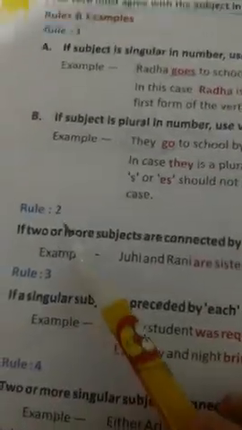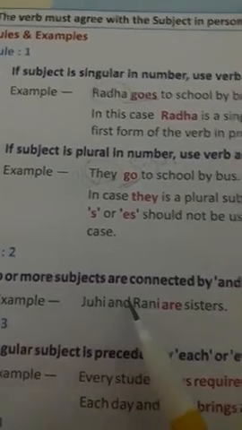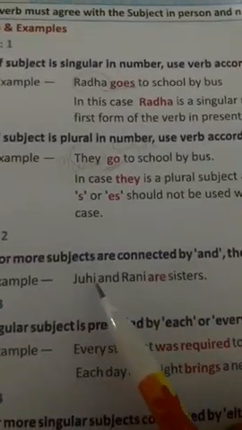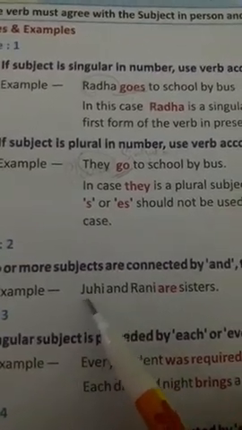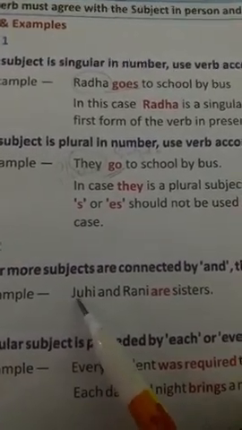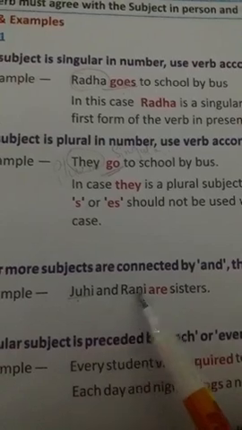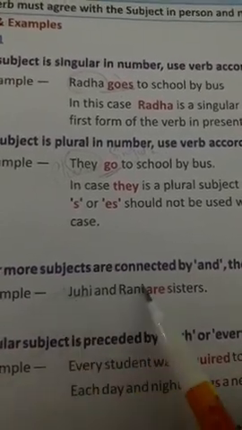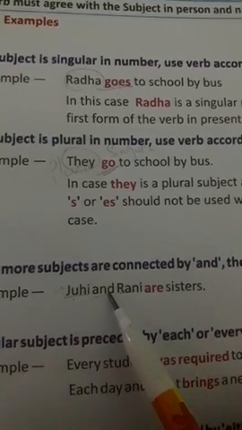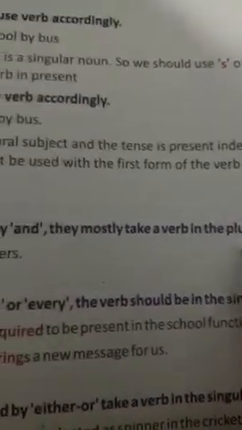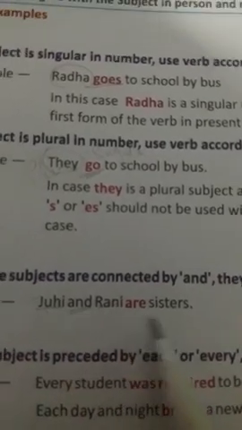Now rule number 2: if two or more subjects are connected by and, they mostly take a verb in the plural form. If two or more subjects are there, you can see in the example here that the two subjects are Juhi and Rani. If these two subjects are connected by using and, then we take a verb in the plural form. Mostly take a verb in the plural form. See here, Juhi and Rani are sisters.